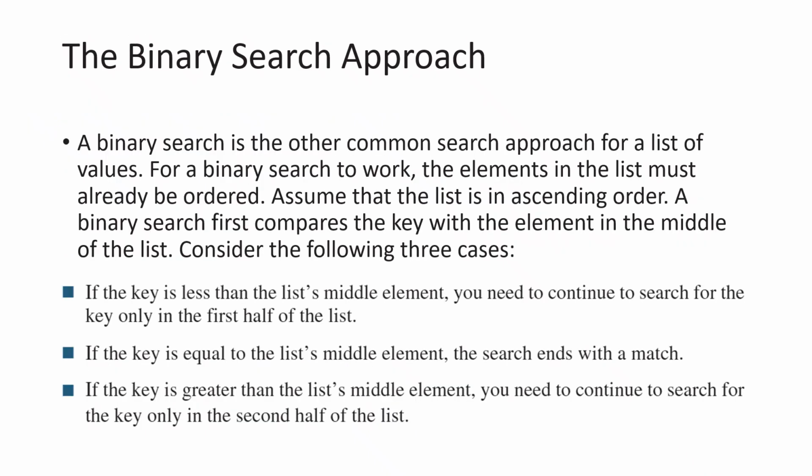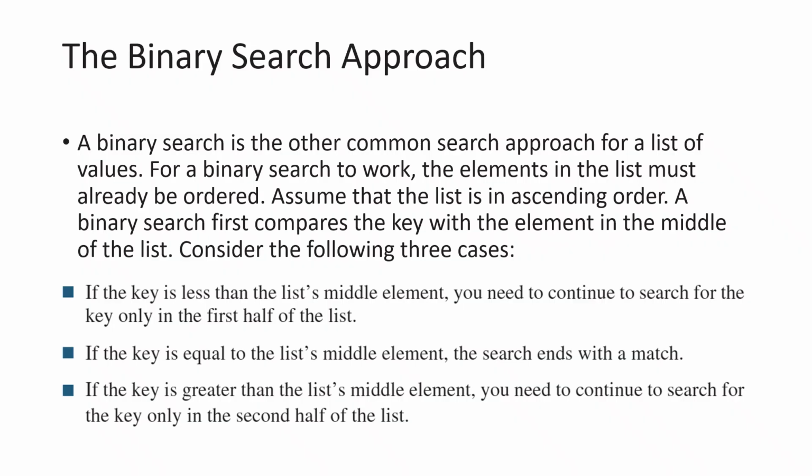The binary search approach. A binary search is the other common search approach for a list of values. For a binary search to work, the elements in the list must already be ordered, that is, sorted. Assume that the list is in ascending order. A binary search first compares the key with the element in the middle of the list. Consider the following three cases. If the key is less than the list's middle element, you need to continue to search for the key only in the first half of the list. If the key is equal to the list's middle element, the search ends with a match. If the key is greater than the list's middle element, you need to continue to search for the key only in the second half of the list.